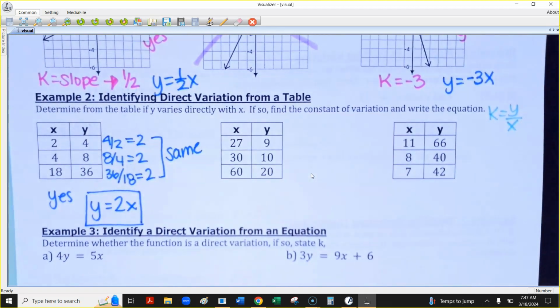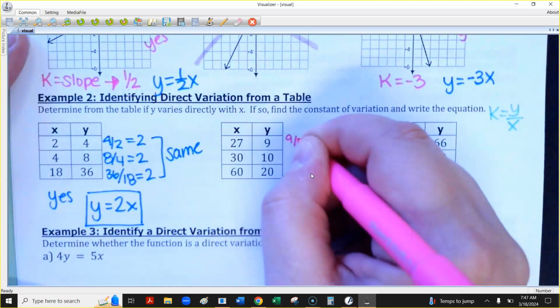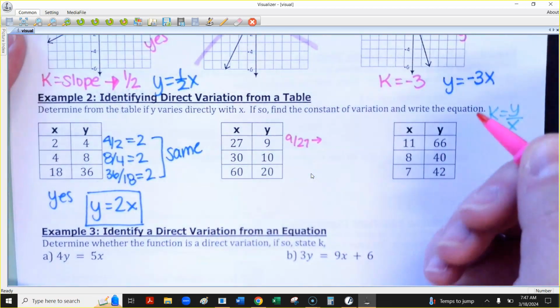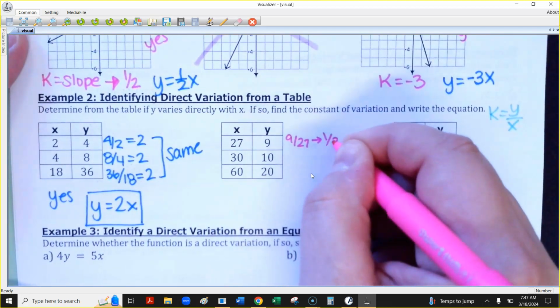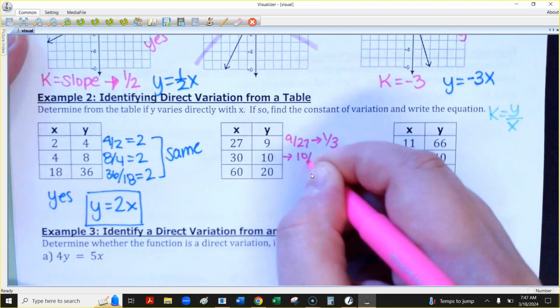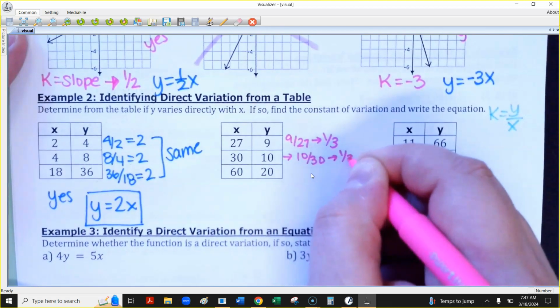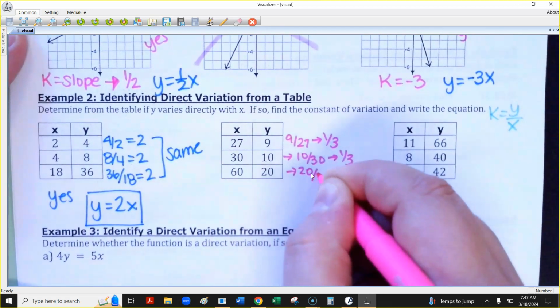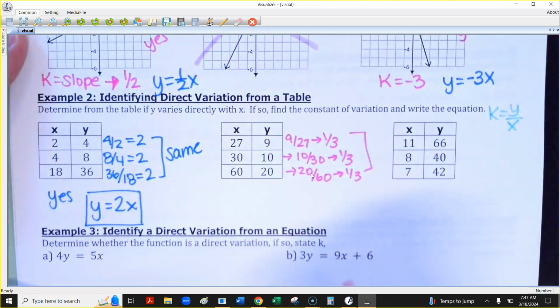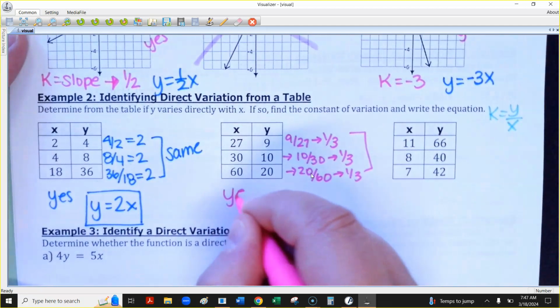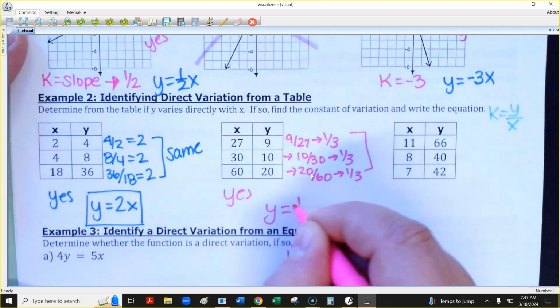So we're just checking these. So just check for each one. Like if I do this one, 9 divided by 27, what would that reduce to? Not 3. 1/3, right? All right. 10 over 30, same, right? 1/3. 20 over 60, same, 1/3. As long as they're all the same, which they are, that's your k value. So this one's direct, and I would just go, okay, y equals 1/3 x.